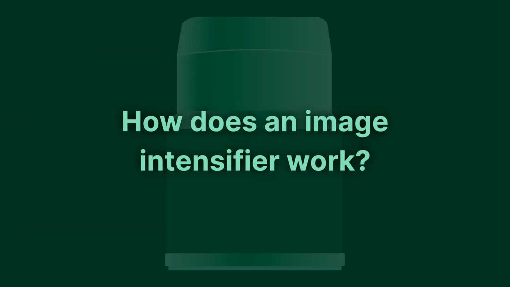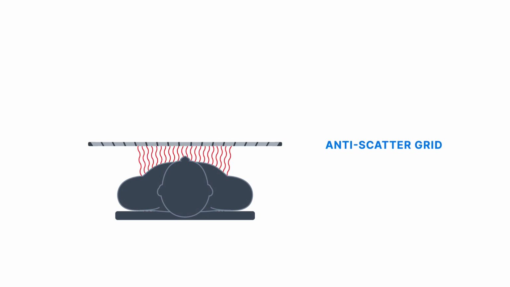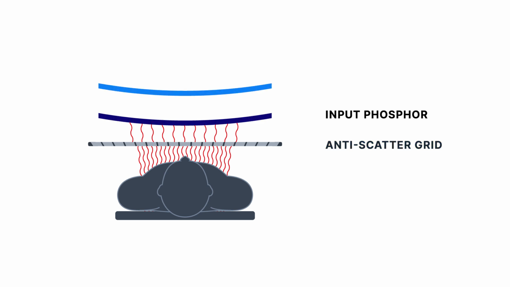So, how does an image intensifier work? First, the X-ray beam passes through the patient and reaches the anti-scatter grid. The grid reduces the amount of scatter radiation that passes through to the input phosphor. This reduction in scatter radiation will increase image contrast.